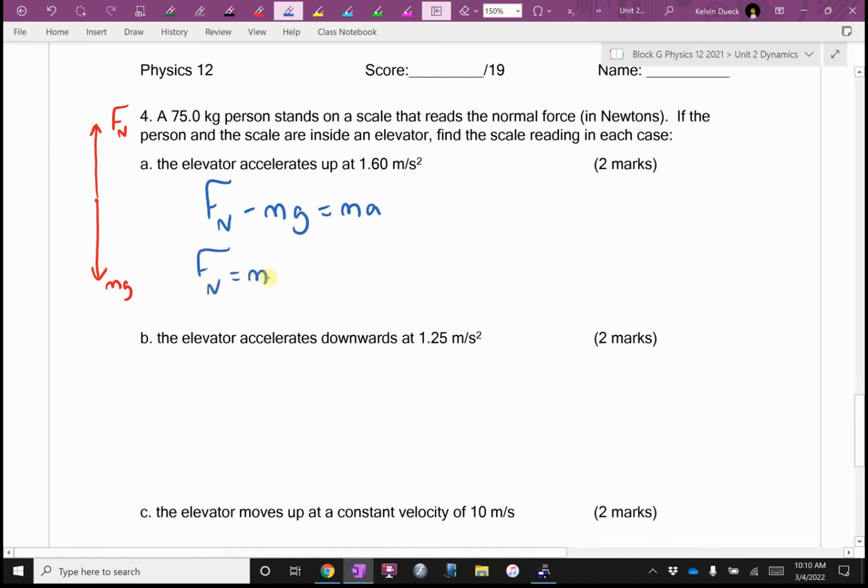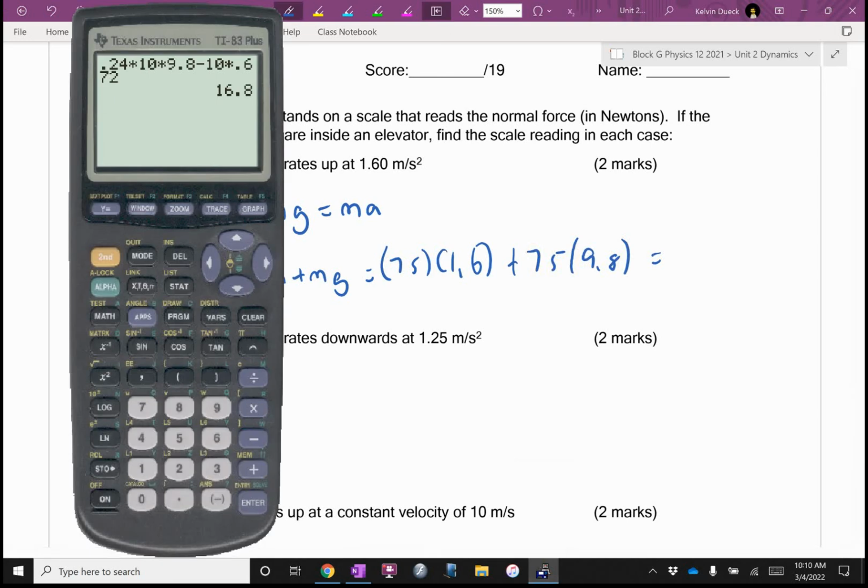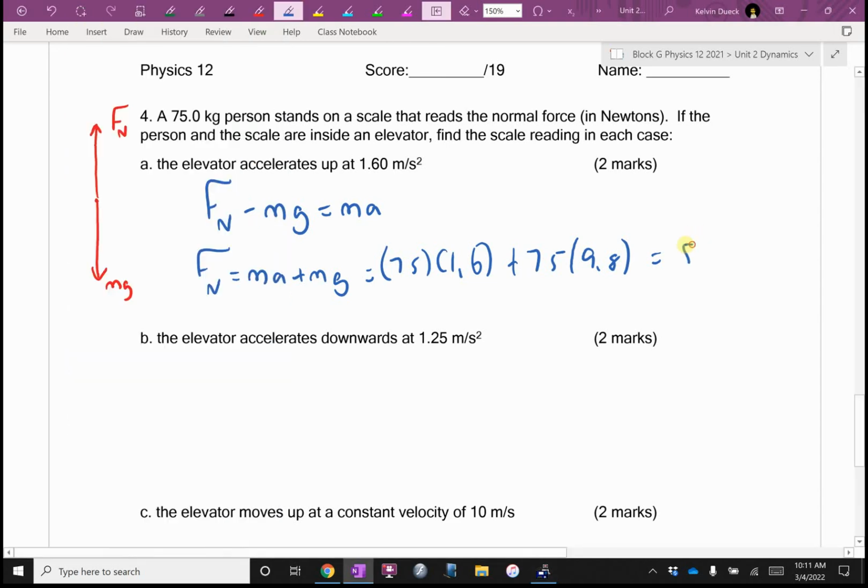Normal force is going to be ma plus mg. It's going to be m 75, a 1.6, plus 75 times 9.8. $855? Is that right? People nodding? No, yeah, yeah. Oh, you did that one, did you? Okay.